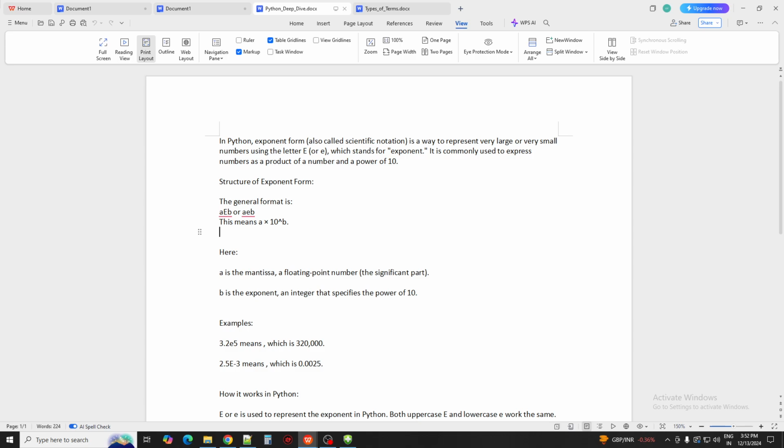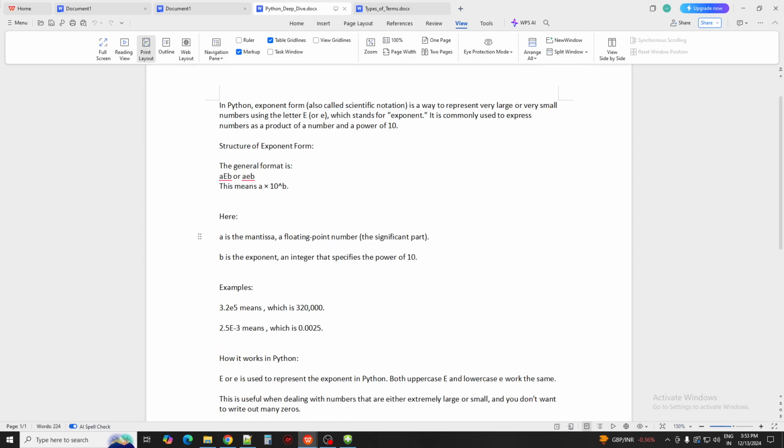Now, what is the structure of exponent form? The general format is small a, capital E, then small b, or small a, small e, then b. Here a is the mantissa, or a floating point number, the significant part. What is meant by that significant part?